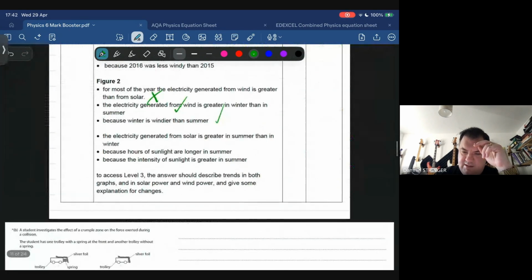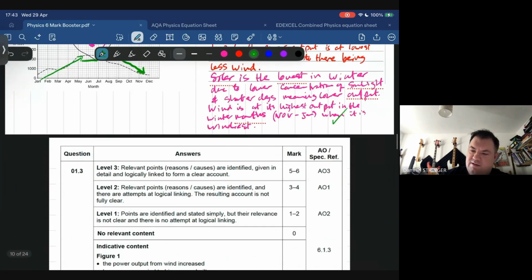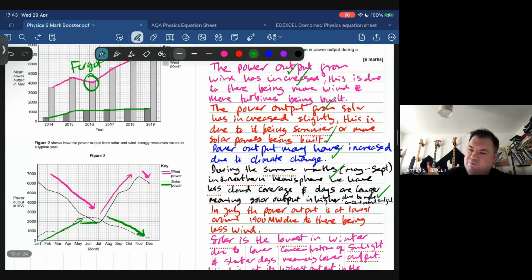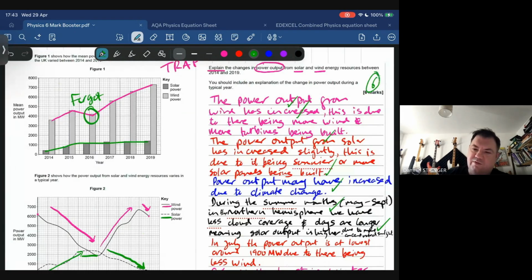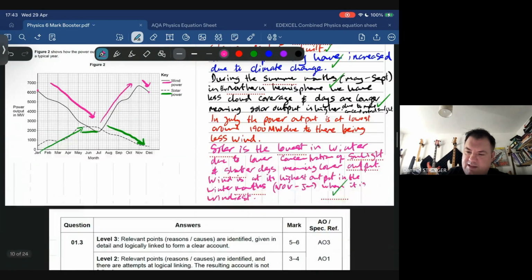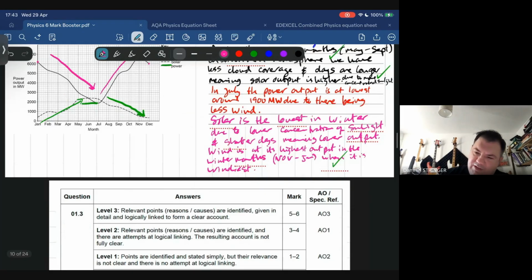And then it says to access level 3, the answer should describe trends in both graphs and in solar and wind power and give some explanation. So I think we've solidly done that, don't you? Only thing we missed out was that little change, but we've hit that many of the other ones that I think it'd be crazy if that didn't get 6. But if we'd have not done this bit at the end, I think we'd have been struggling, don't you?